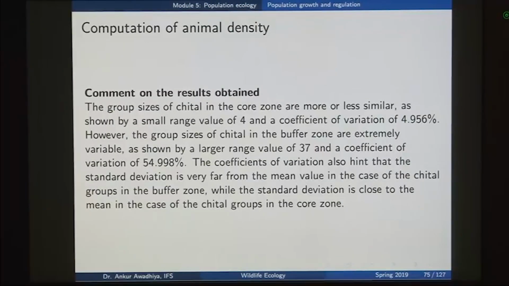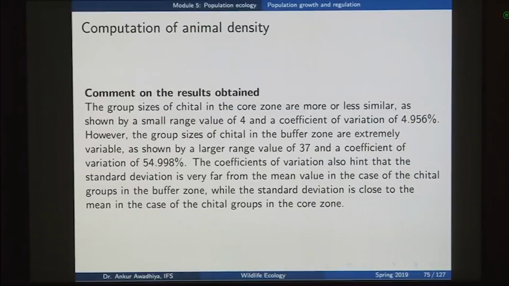So, what do we infer out of these values? Now, the inference is that the group sizes of cheetal in the core zone are more or less similar, as is shown by the small range value and the small coefficient of variation of 5%. However, the group sizes of cheetal in the buffer zone are extremely variable, as shown by the larger range value of 37 and a coefficient of variation of 55%.